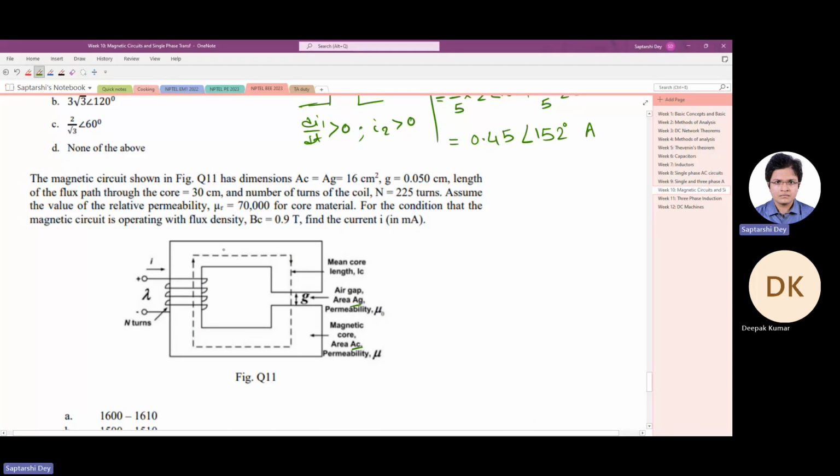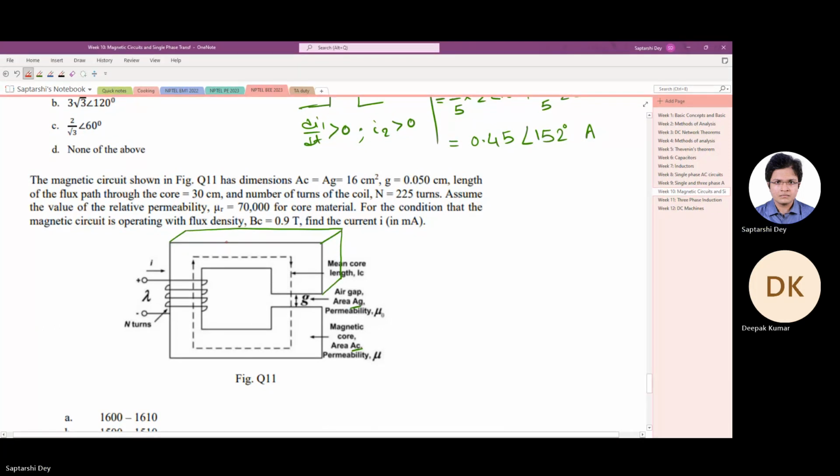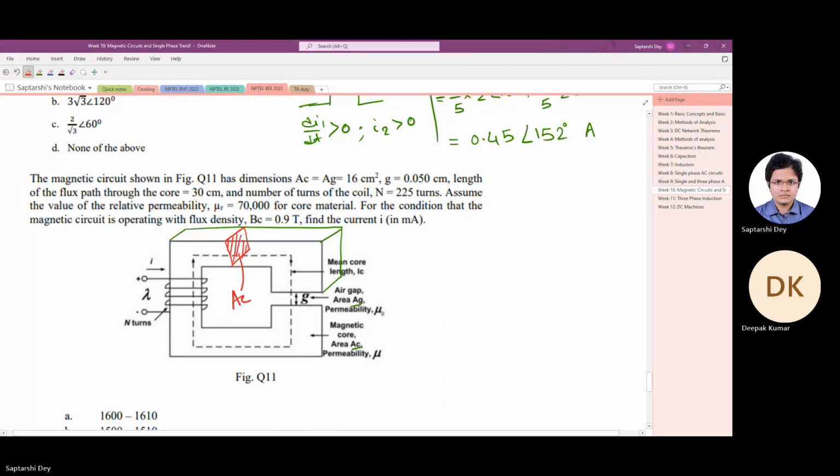So this area, if I draw this, then this area is AC. Similarly, that for the air gap is AG. That is 16 centimeters squared. And gap length is 0.05 centimeters, is half millimeter. Length of flux path through the core is 30 centimeters.